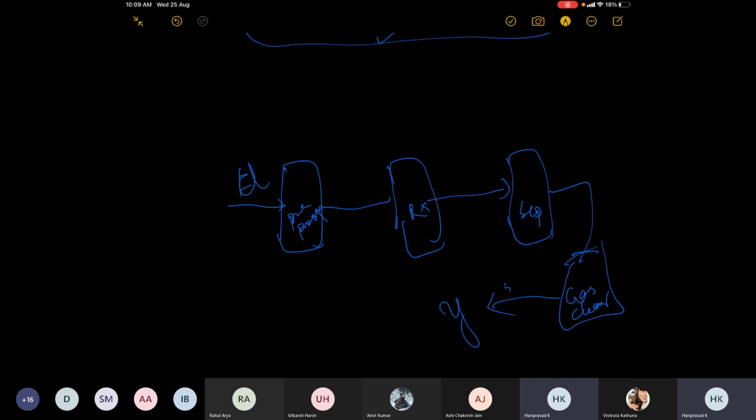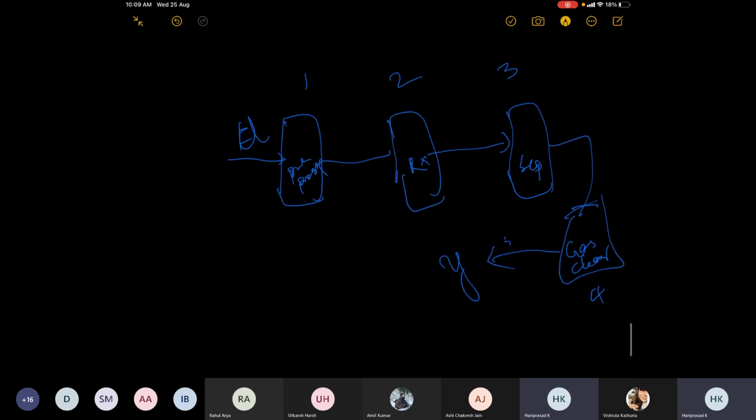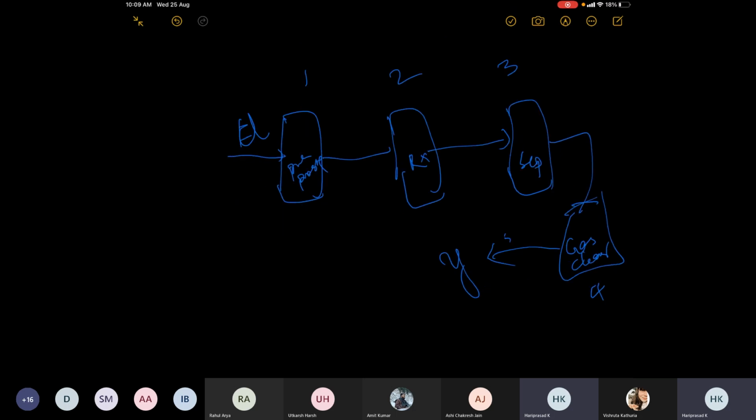So if you know the transfer functions of the individual ones, let's say 1, 2, 3, 4, 5, to get this forward path from U to Y, you only need to multiply them to get the overall model.